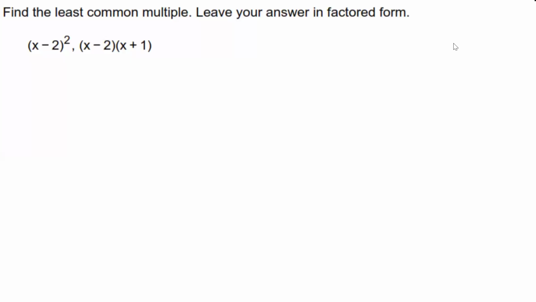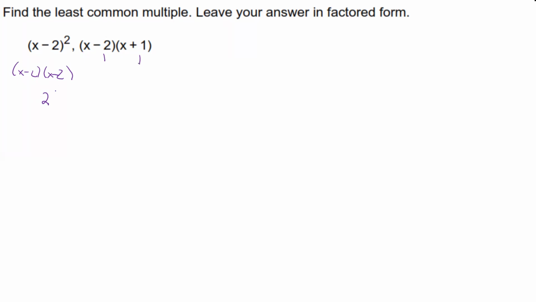All right, so here we're supposed to, again, find the least common multiple and leave the answer in factored form. So if we look at this, we have x minus 2 squared, which means we have x minus 2 times x minus 2. Here we have x minus 2 and x plus 1. So here we have two of those, and here we have only one, and here we have one of those.